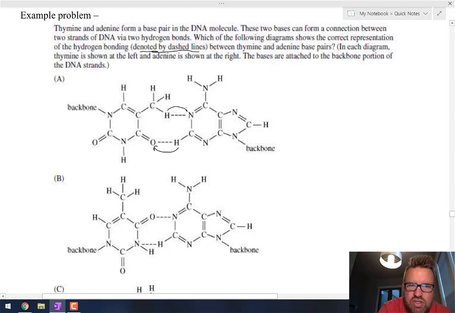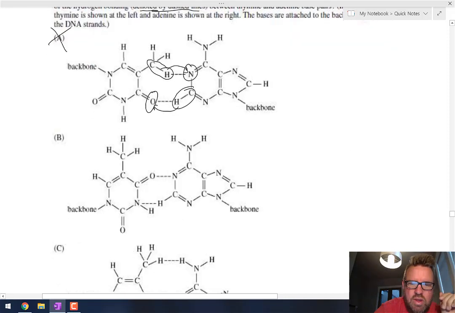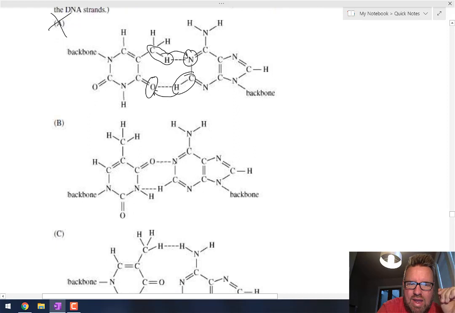And here it is with nitrogen. Okay, is that hydrogen bonding? No, it's not. And the reason it's not is because, remember, hydrogen has to be attracted to an N, an O, or an F, which it is, but it must also be bonded to an N, an O, or an F. Here you can see the hydrogen is bonded to a carbon. That's a no.